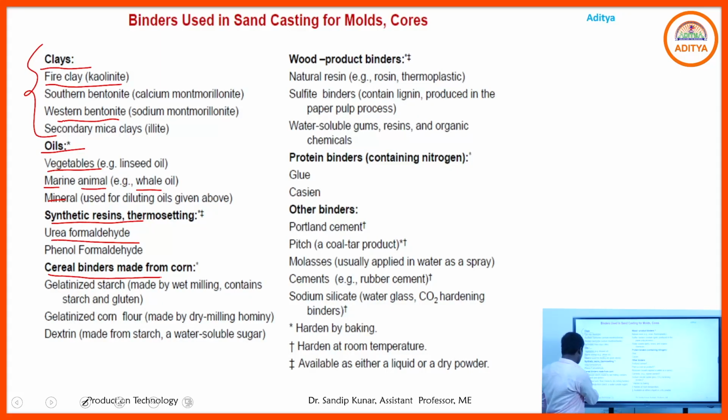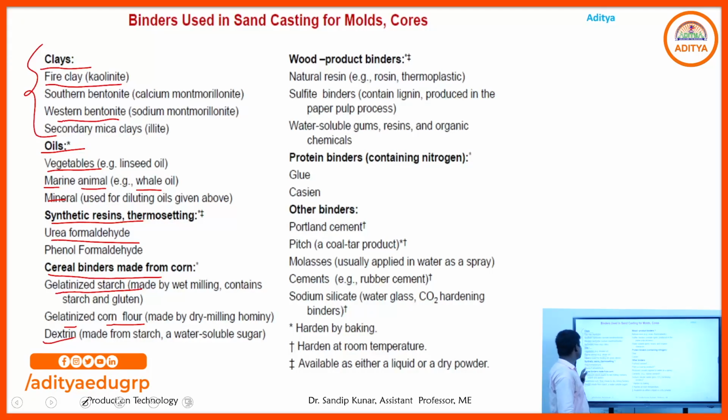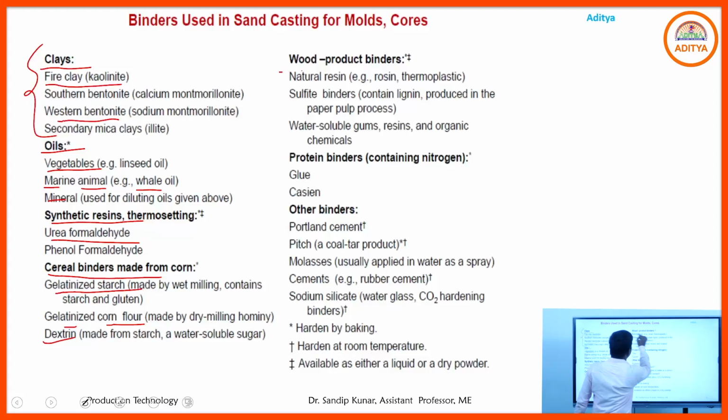Okay, so gelatinized starch is also acting as a binder material. Another is gelatinized corn flour. Another is dextrin, which is also used as a binder material. And also wood product binders. What are the wood products? Natural resin also acts as a wood product binder.